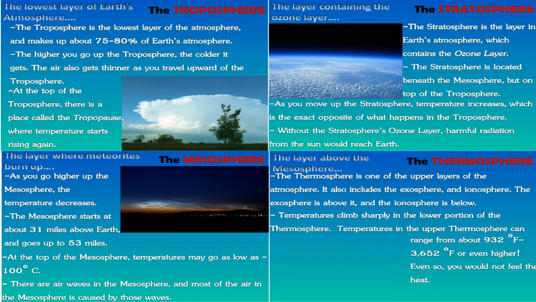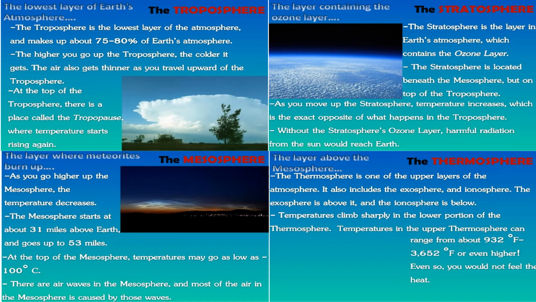Stratosphere is the layer in Earth's atmosphere which contains the ozone layer. It is located beneath the mesosphere but on top of the troposphere. As you move up the stratosphere, temperature increases, which is the exact opposite of what happens in the troposphere. Without the stratosphere's ozone layer, harmful radiation from the sun would reach the earth. Mesosphere: as we go higher up the mesosphere, the temperature decreases. The mesosphere starts at about 31 miles above Earth and goes up to 53 miles. At the top of the mesosphere, temperature may go as low as minus 100 degrees centigrade. There are air waves in the mesosphere, and most of the motion of air in the mesosphere is caused by those waves.